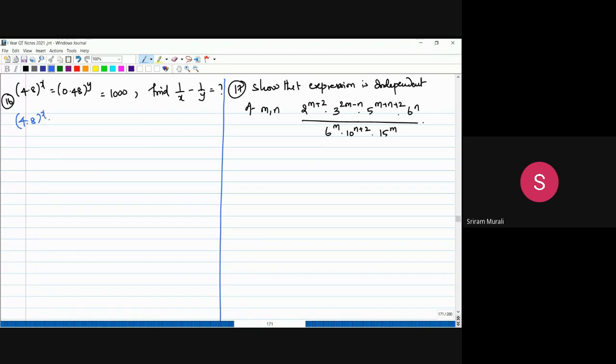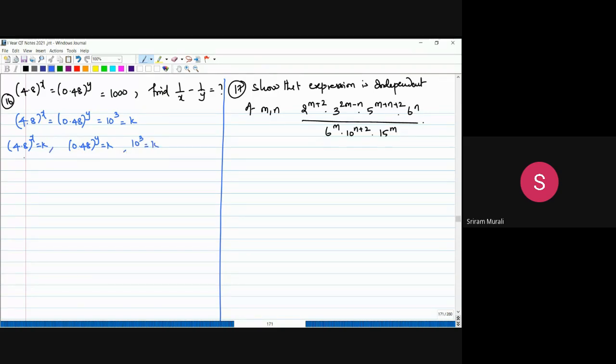4.8 power x. Whenever it is given like a proportion, what I ask you to do is take it as k, some constant. I call this 10 cube, 1000. Equate it to k. So equate all: 4.8 power x is equal to k, 0.48 power y is equal to k, 10 cube is equal to k.